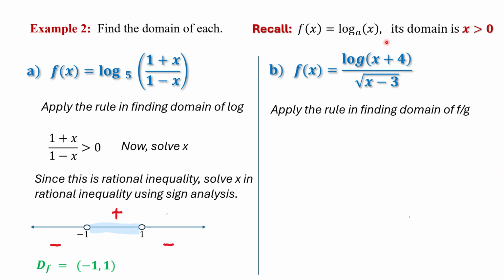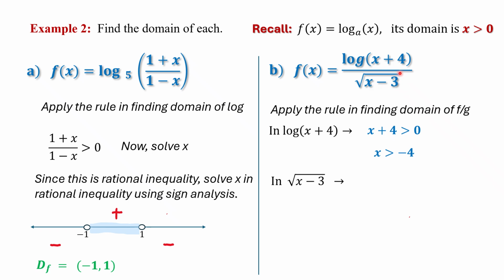So let us start with the domain of f, or the domain of the numerator. Since the numerator is a log function, we know that in a log function, this x plus 4 must be greater than 0. So solving for x, x is greater than negative 4. And then on the denominator, since there's a square root, we know that under the root, this x minus 3 must be greater than or equal to 0.